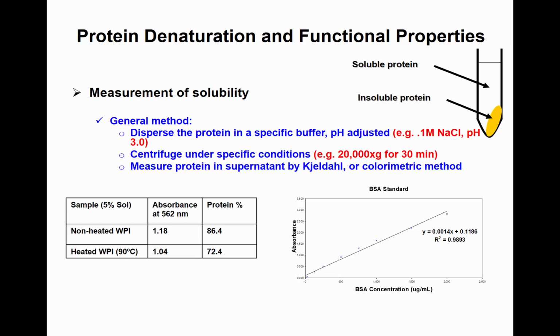Because some protein will precipitate, some will remain. If you take the amount that is in solution divided by the total amount of the protein, multiplied by 100, you get the percentage that is soluble. And there are different methods to measure protein in solution, Kjeldahl or nitrogen analyzer. You'll learn about that in a different class. Or you can do a colorimetric method where you put a protein standard, bovine serum albumin standard, measure absorption, and use the equation of the line to get the concentration of the protein.